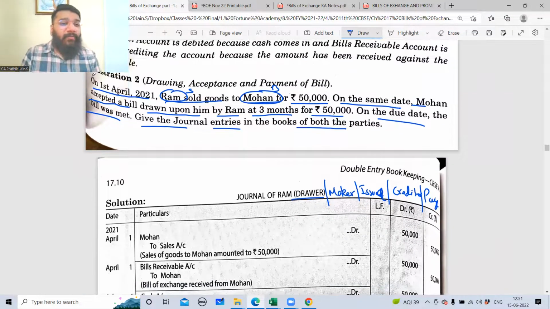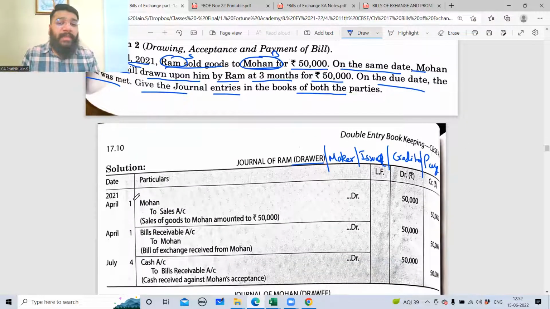Now guys, what is the first transaction? On 1st April 2021, the goods were sold. So please ensure that whenever you're writing, the proper format of the journal is very important. Journal of Ram: debit, credit, date, particulars, LF, everything is important. This rupees is important. So the format is pakka important. If you miss the format, you'll miss the mark.